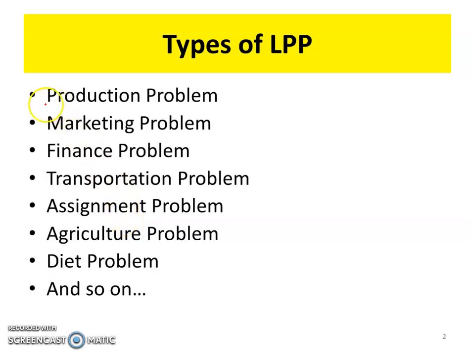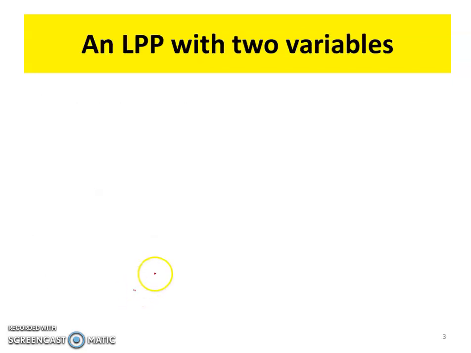Today we are going to discuss linear programming problems and graphical methods to solve them. We have seen different types of linear programming problems, for example production problems, marketing problems, finance problems, transportation problems, assignment problems, agriculture problems, diet problems, and so on. It means that we can have these linear programming problems from different aspects of real life.